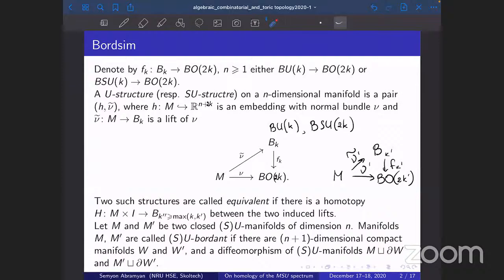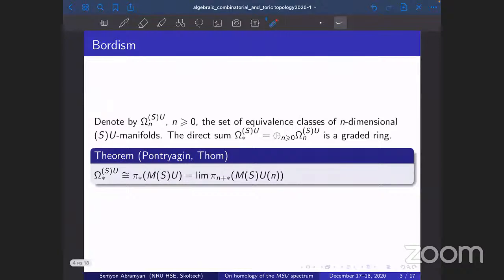Okay, so now we can state the fundamental result of Pontryagin and Thom. Denote by Ω_n^SU the set of equivalence classes of n-dimensional U manifolds or SU manifolds. First of all, these are abelian groups with respect to disjoint union.